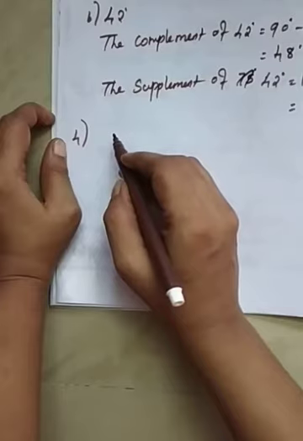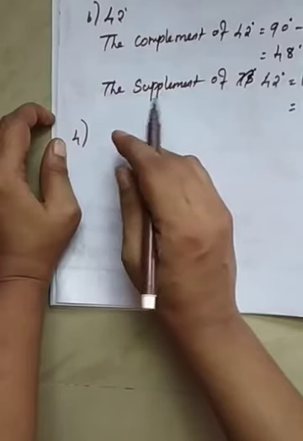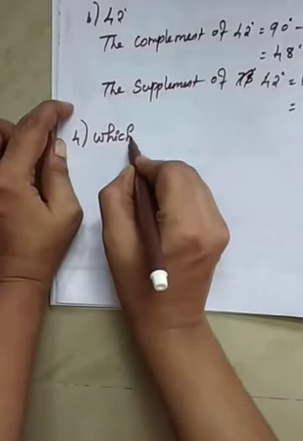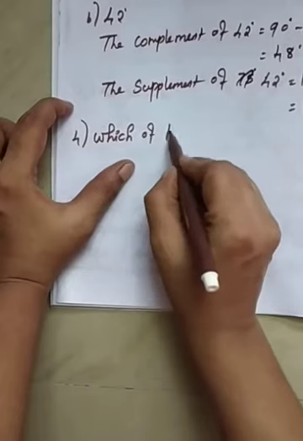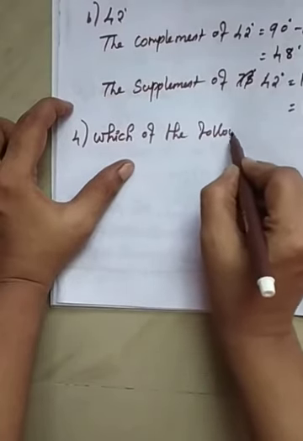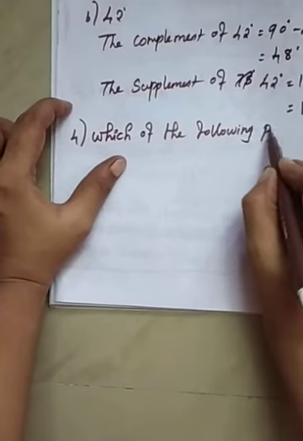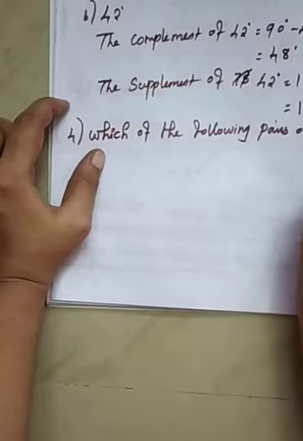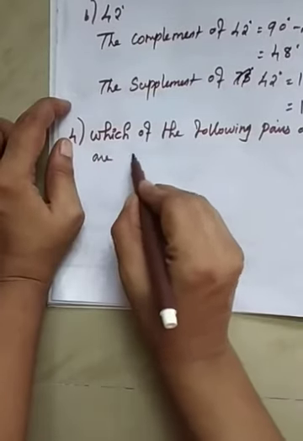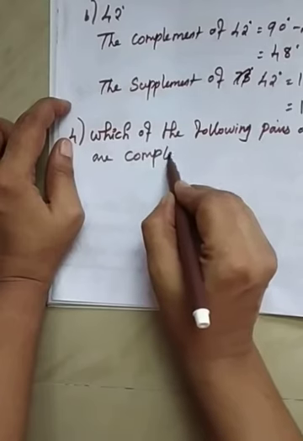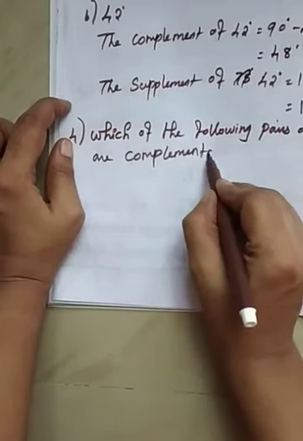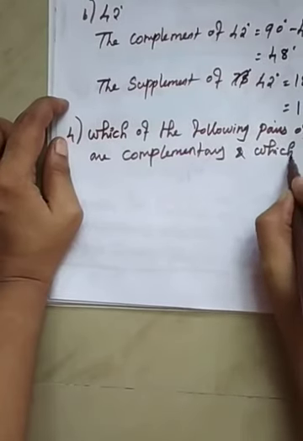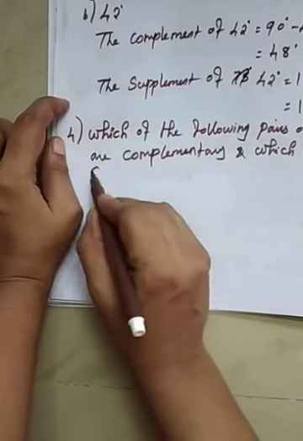Which of the following pairs of angles are complementary and which are supplementary? Okay, see here, this is very easy. Which of the following pairs of angles are complementary and which are supplementary?